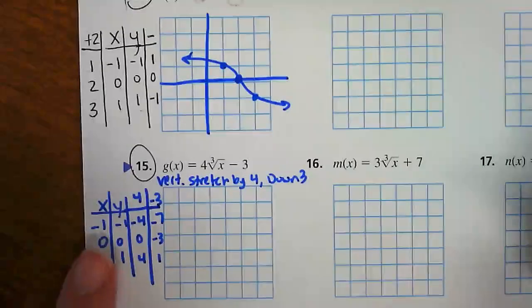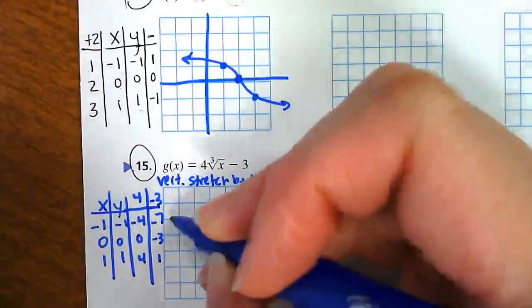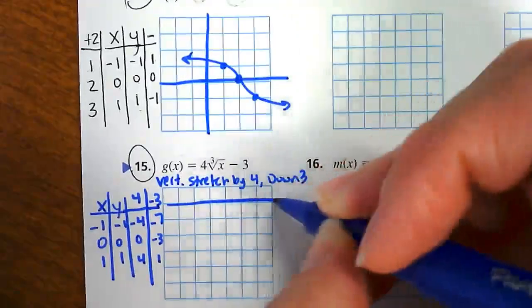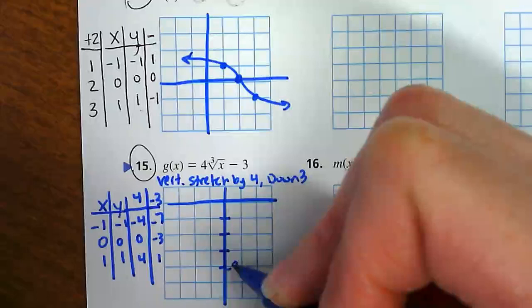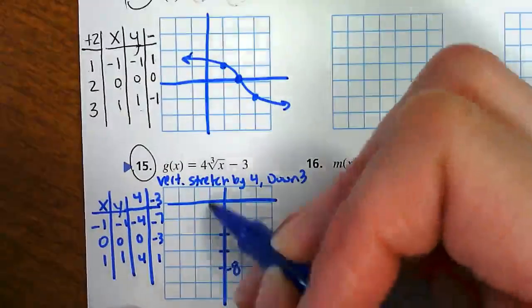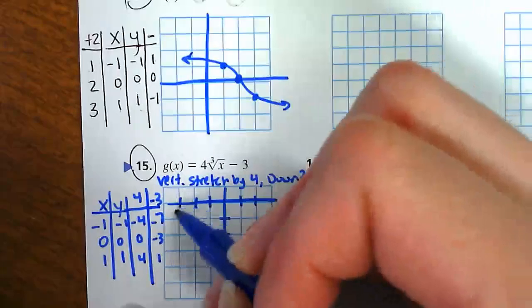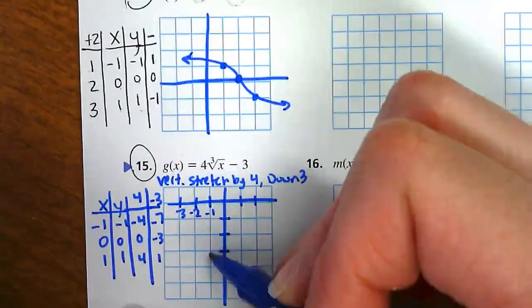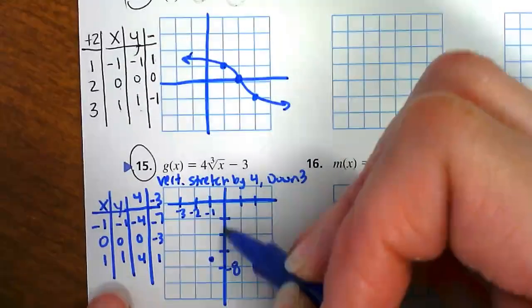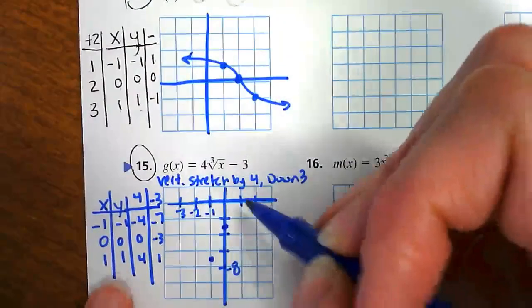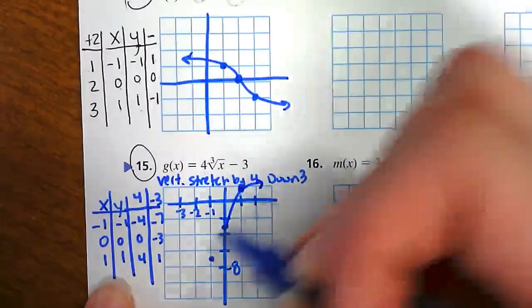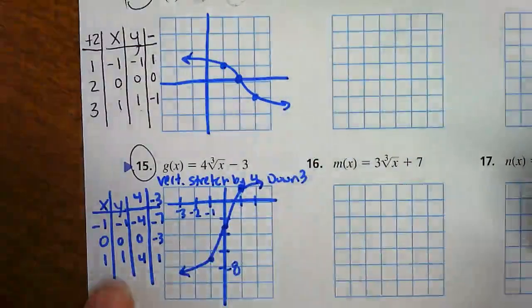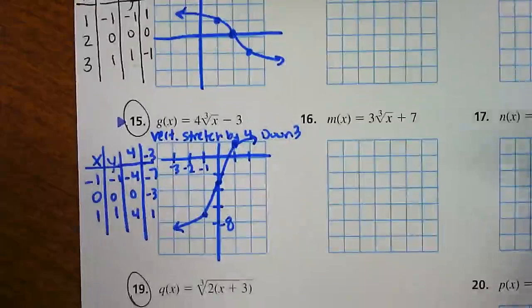So I need to fit these points on my graph. -1, -7. If I have to fit -7 on this little graph, I am going to have to count by 2's. So 2, 4, 6, 8. This is -8. -1 over here, I'm going to count by 1's. -1, -7. 0, -3, and 1, 1. So this is going to curve this way. This is going to curve this way. My domain and range is still all real numbers.